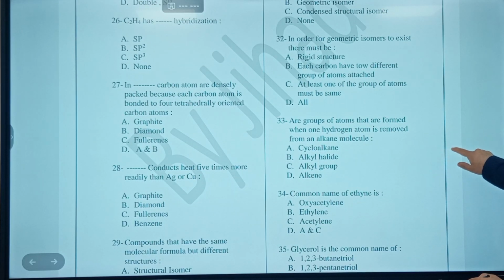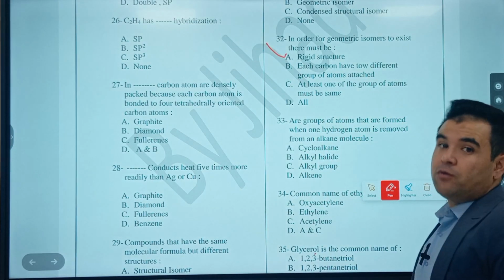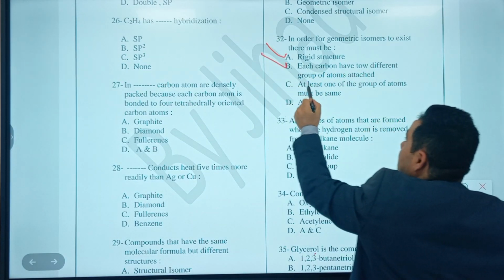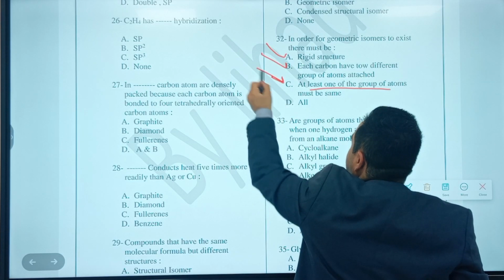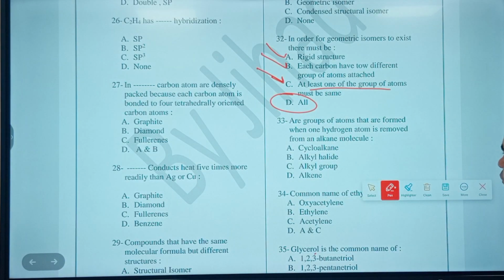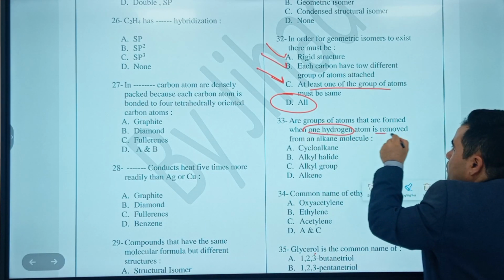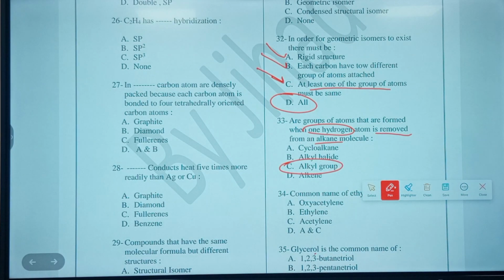In order for geometric isomer to exist, there must be what? There must be a rigid structure. Yes, double bonds have a rigid structure. Each carbon has two different groups of atoms attached. Yes, at least one of the groups attached must be the same. Yes, so D is the correct answer. Groups of atoms that are formed when one hydrogen atom is removed from the alkane are the alkyl groups. We can form the alkyl group by removing hydrogen from the alkane.